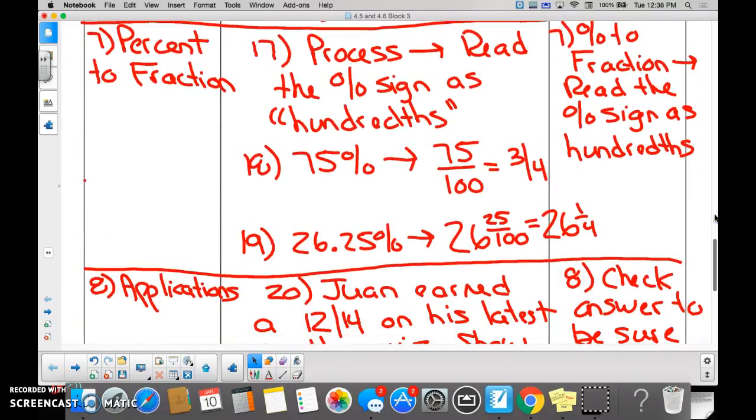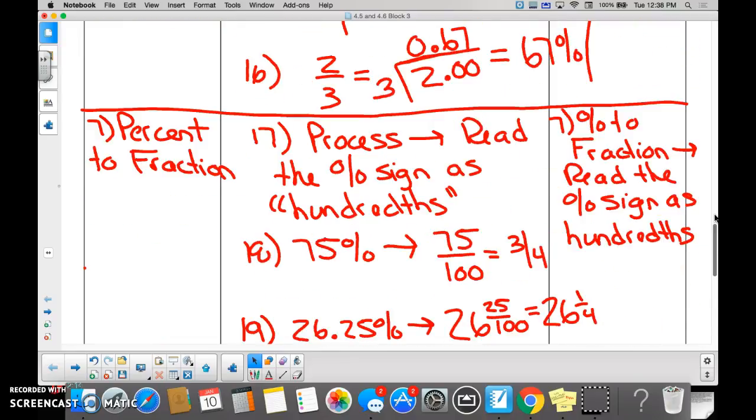Couple of things I want to ask you. Okay, you ready for a little pop quiz, an oral pop quiz? When you're going from a percent to a fraction, what do we change the percentage sign into? What word do we use for the percentage sign? Tyler? Hundredths. So when we go from a percent to a fraction, that percent sign we say as hundredths.